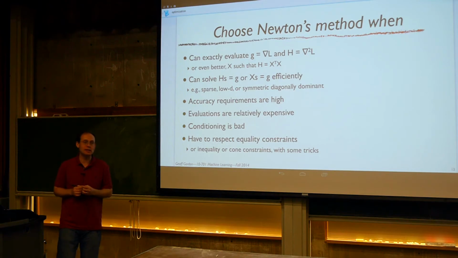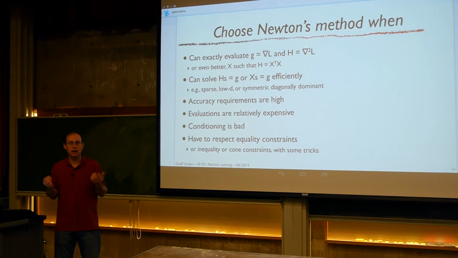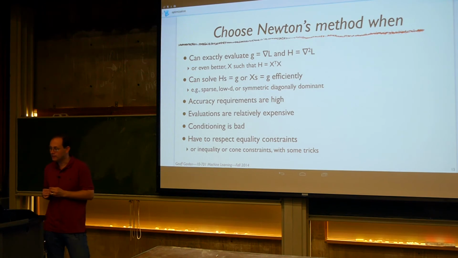It's also the go-to method if your conditioning is really bad. So if your condition number is very close to 0, then just about nothing can solve the problem except for Newton's method. Newton's method, to first approximation, is independent of the conditioning of the problem. Now that's assuming you have infinite precision floating point in your machine, so you do still run into problems, but you run into them much later than you do with other methods.